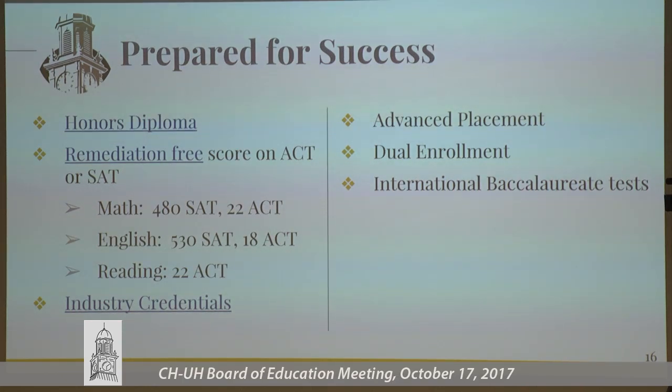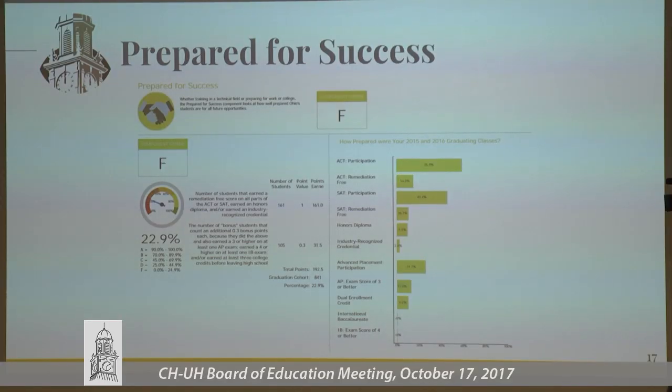So this is performance on advanced placement or AP tests, earning college credit through dual enrollment or College Credit Plus programs, or the performance on IB or International Baccalaureate tests. Just as a side note, we're not penalized because we don't offer the IB test at our high school level. It's just one way for students to earn additional points if they have one on the left-hand side. Again, this reflects performance for the classes of 2015 and 2016.